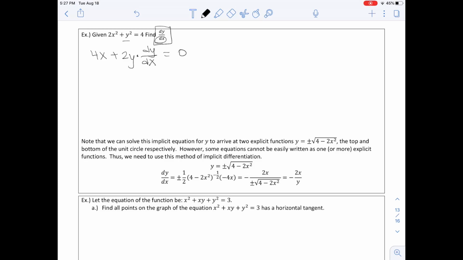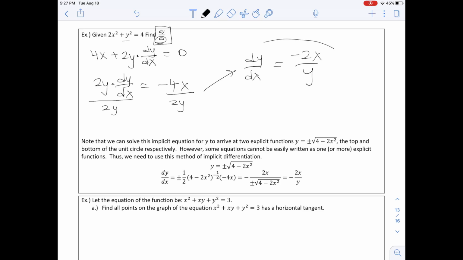However, it is not yet isolated, so I need to isolate that. So I'm going to subtract 4x on both sides, and I have 2y times dy/dx equals negative 4x. And then the next thing I'm going to do is divide both sides by 2y. And when I do that, we have dy/dx is equal to negative 2x all over y. And here is my formula for the derivative of my implicit function.